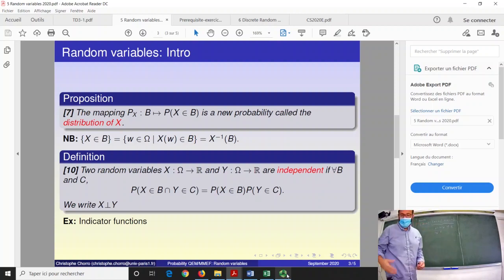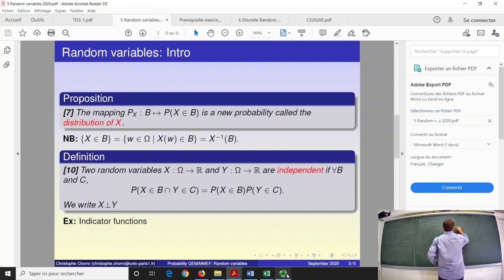You can use this notation to summarize, but you can also use something you have probably previously used: X minus 1 of B. Be careful, X is not bijective. X minus 1 is not the inverse, because I have no hypothesis concerning the fact that capital X is bijective or not. It's just a notation for this set, the preimage of B by X.